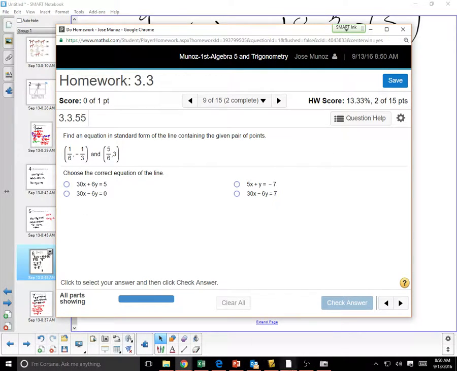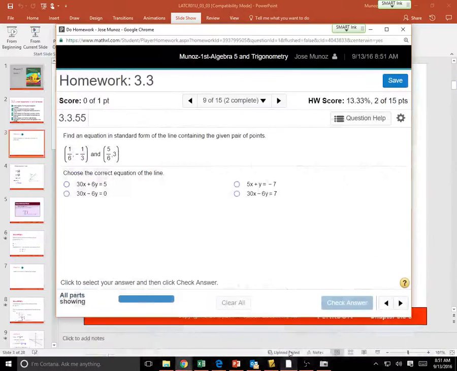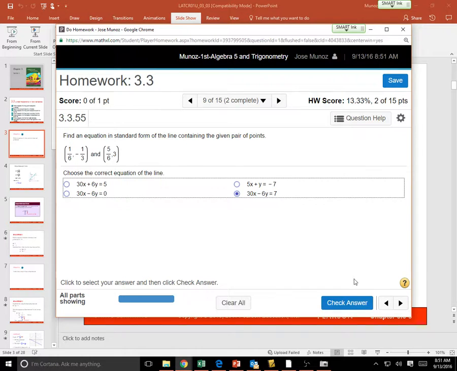So here's how you fix it. Multiply everything by 6, because you want to get rid of that 6. So you should get 30x minus 6y equals 7. Okay? Is that an answer? Yeah, that one should be, hopefully, if I did it right. It's right there. Yeah.